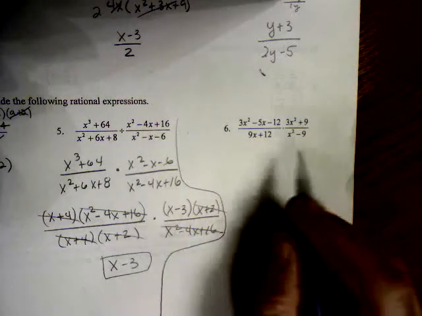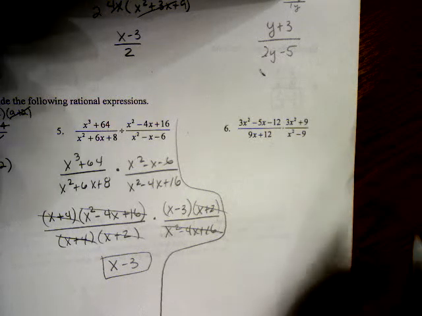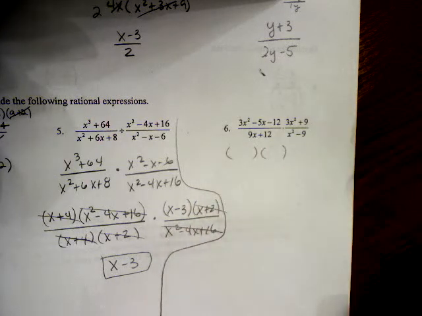In number 6, we have a multiplication problem. So before we start canceling factors, we need to create the factors. So we're going to factor this problem first. So we'll factor this numerator.